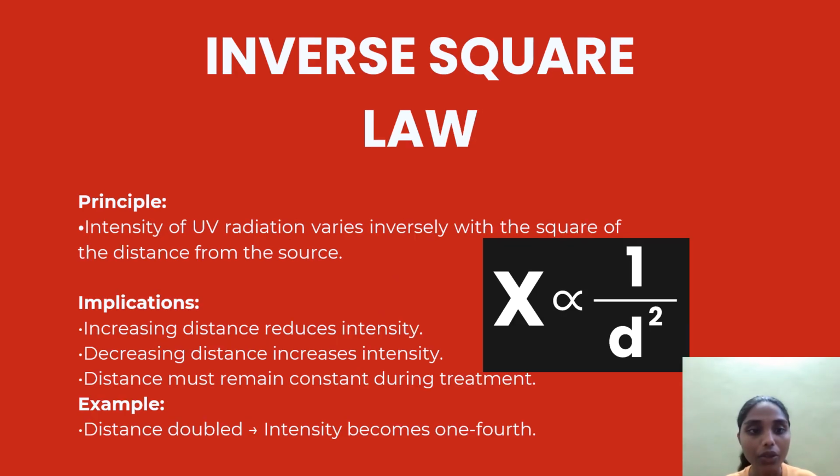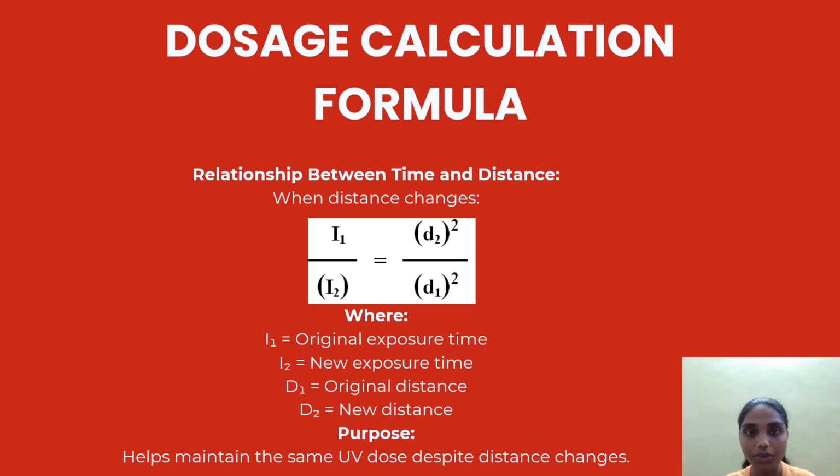The inverse square law. The principle is: intensity of UV radiation varies inversely with the square of the distance from the source. The implications are: increasing distance reduces intensity, decreasing distance increases intensity. Distance must remain constant during treatment. For example, if distance doubles, intensity becomes one-fourth.